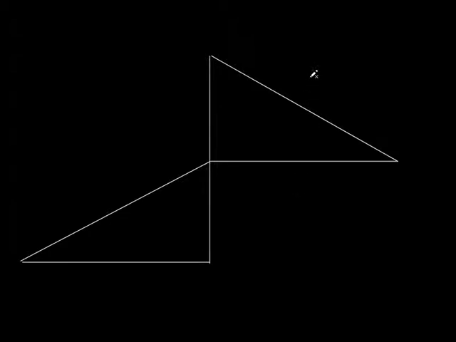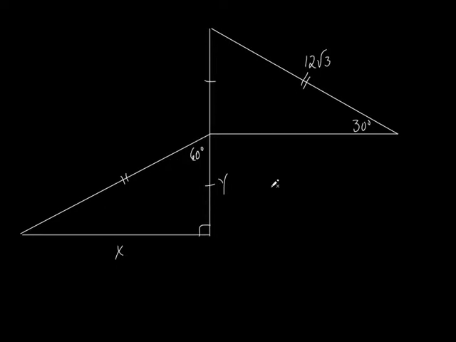This is 12 squared to 3. Then this is 30 degrees. 60, x and y. Okay, so this is x, this is y, and this is 60. And what else? They tell you that that's a right angle. They tell you that this side is equal to this side. And they tell you all kinds of stuff, don't they? Look at that. Full of information on this.